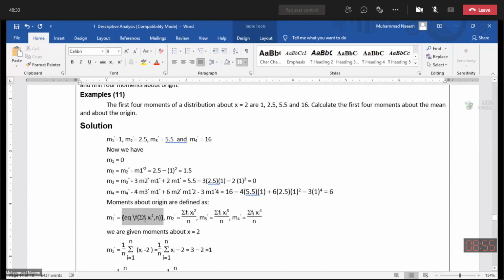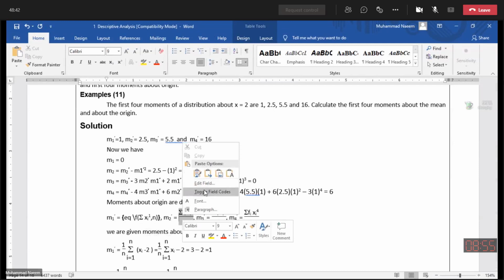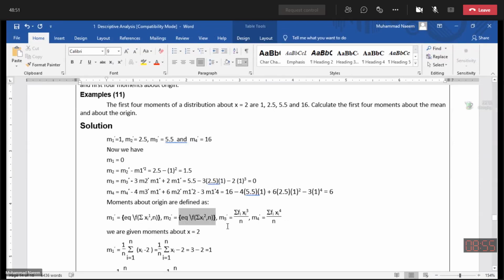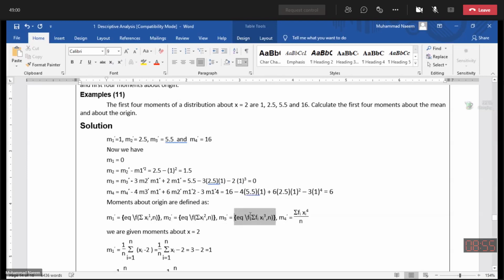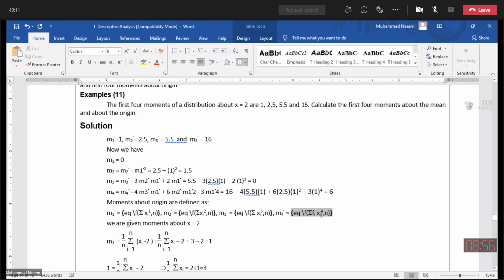In this, we don't use frequency. We are not given a frequency here. Just we need to calculate sigma xi over n, sigma xi power 2 over n, sigma xi power 3 over n. And similarly in this case.